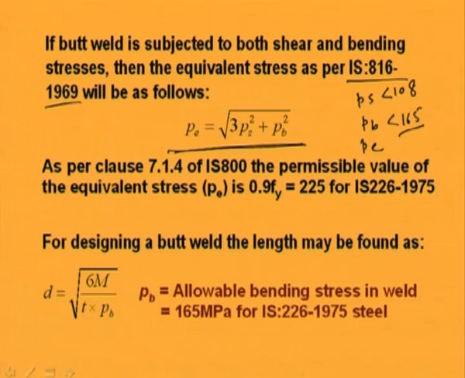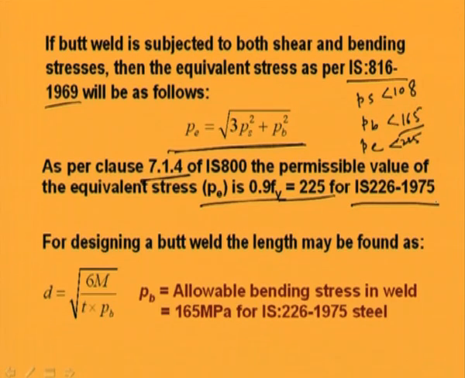Now, as per clause 7.1.4 of IS 800, the permissible value of equivalent stress is generally considered as 0.9 Fy. If Fy is 250, then it is coming 225. So, PE will become less than 225 for this type of steel, IS 226/1975.